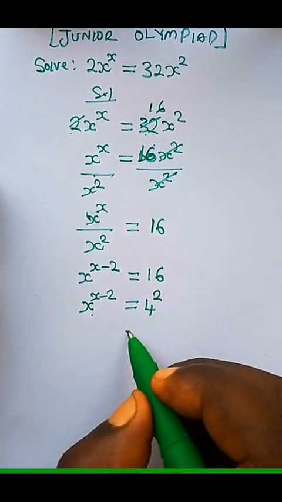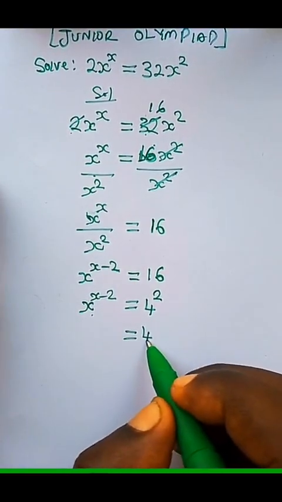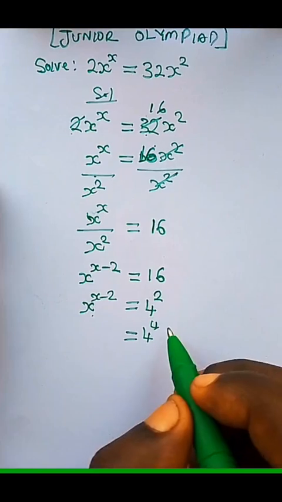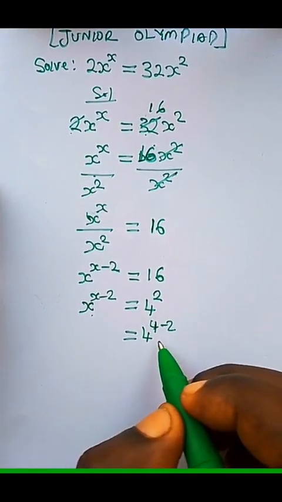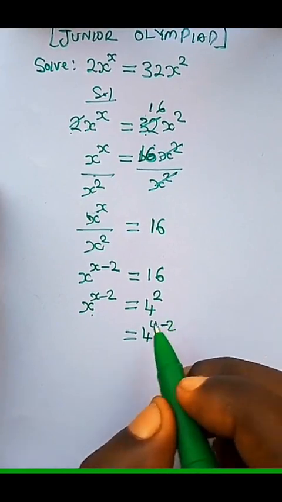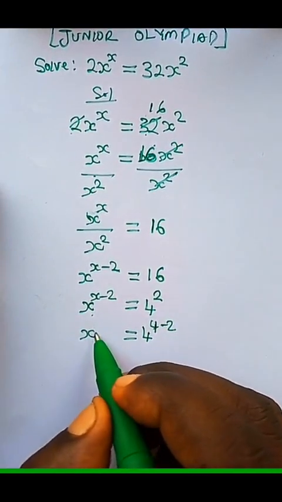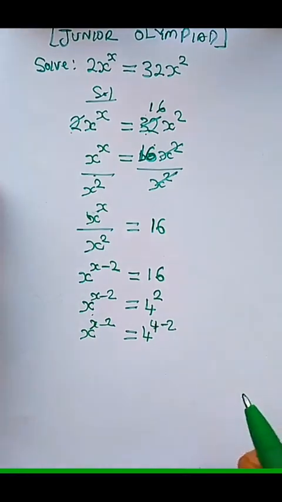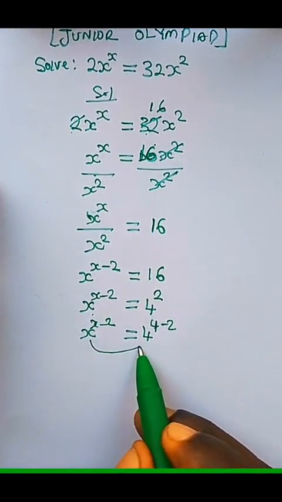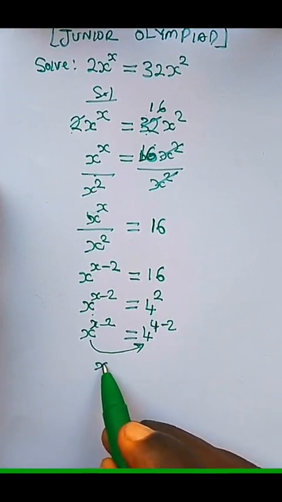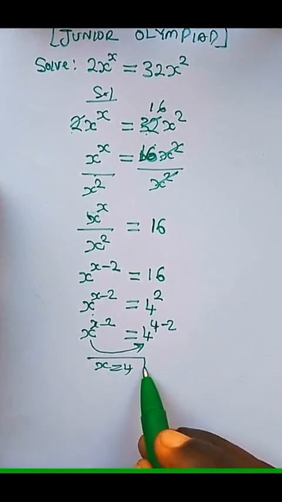Look at how it should be done. This one now will be 4 to the power of 4, so we achieve it, and 4 minus 2 is still 2. So this one is just like 4 squared, so x to the power of x minus 2. So we are putting what we wanted. That means x is equal to 4. x is equal to 4.